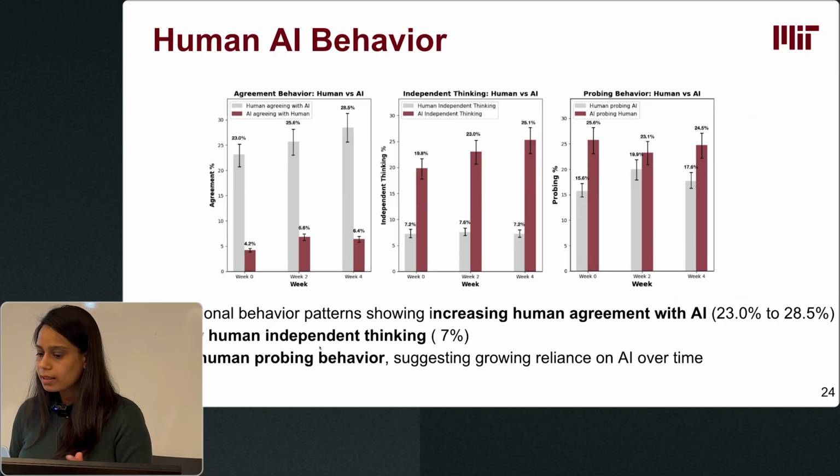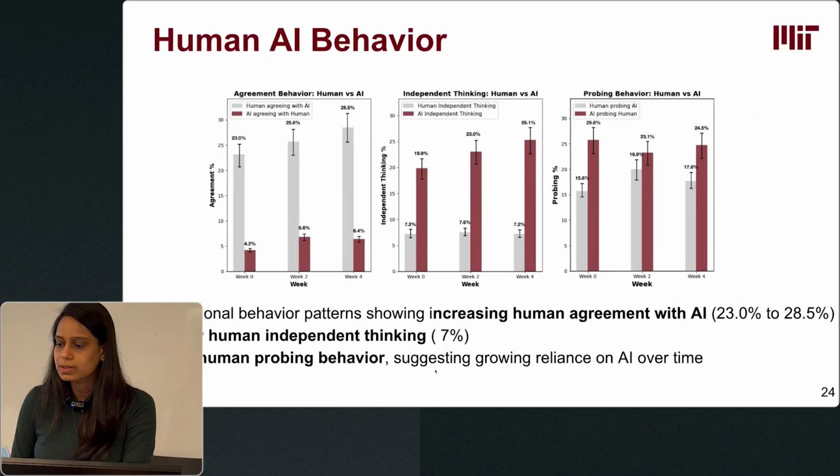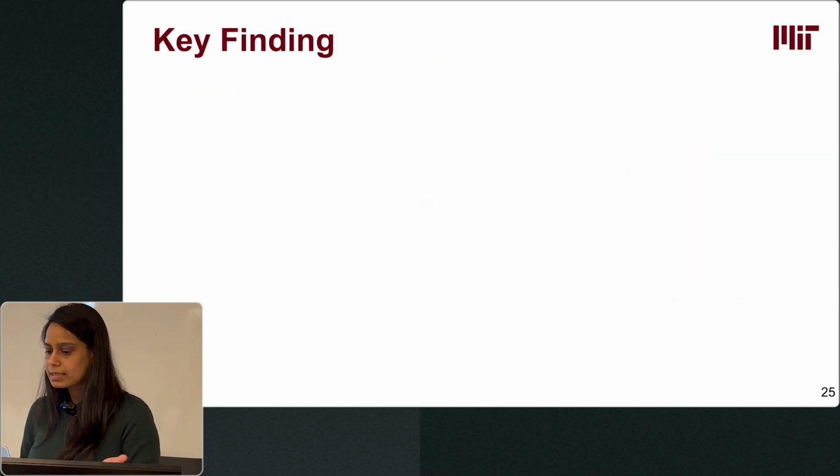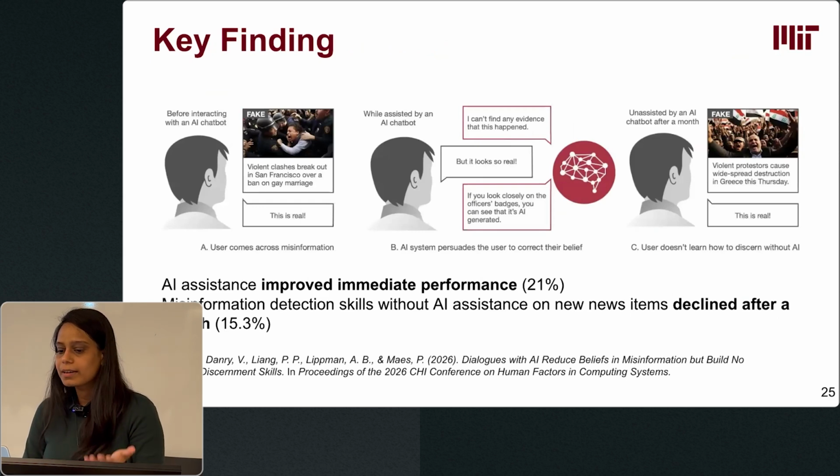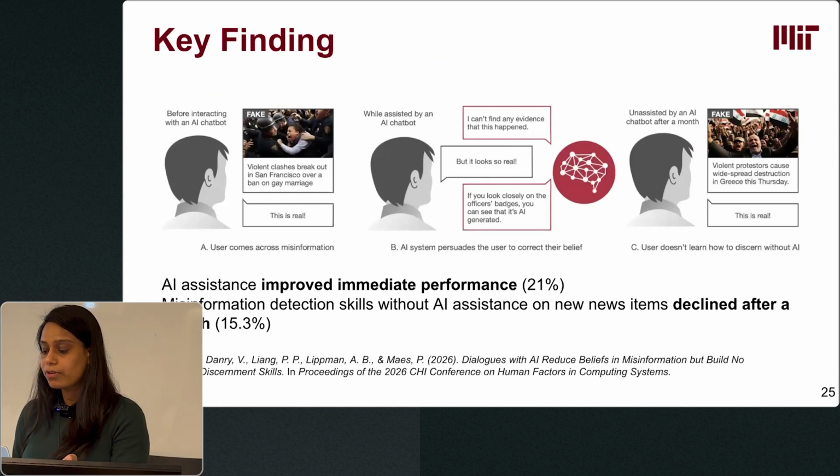And independent thinking capabilities of people were low throughout, and we also observed declining probing behavior, or humans were not asking enough questions. So those were some of the human-AI behavior analyses. And coming back to the main finding, which is AI assistants improved immediate performance while it declined after a month. So this paper will be presented at the Conference on Human Factors in Computing Systems next month.